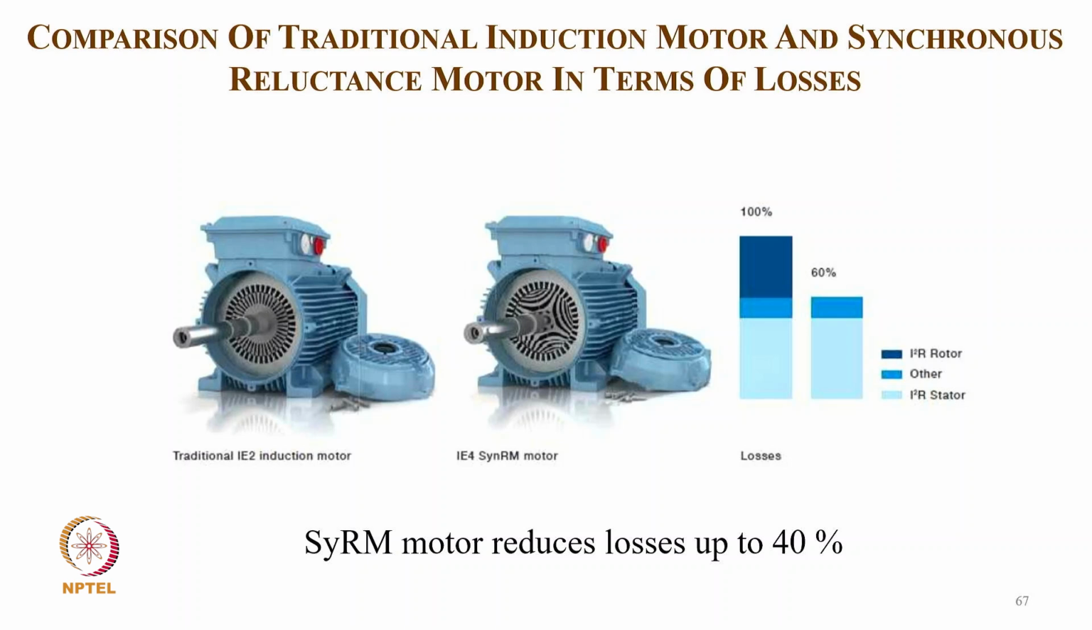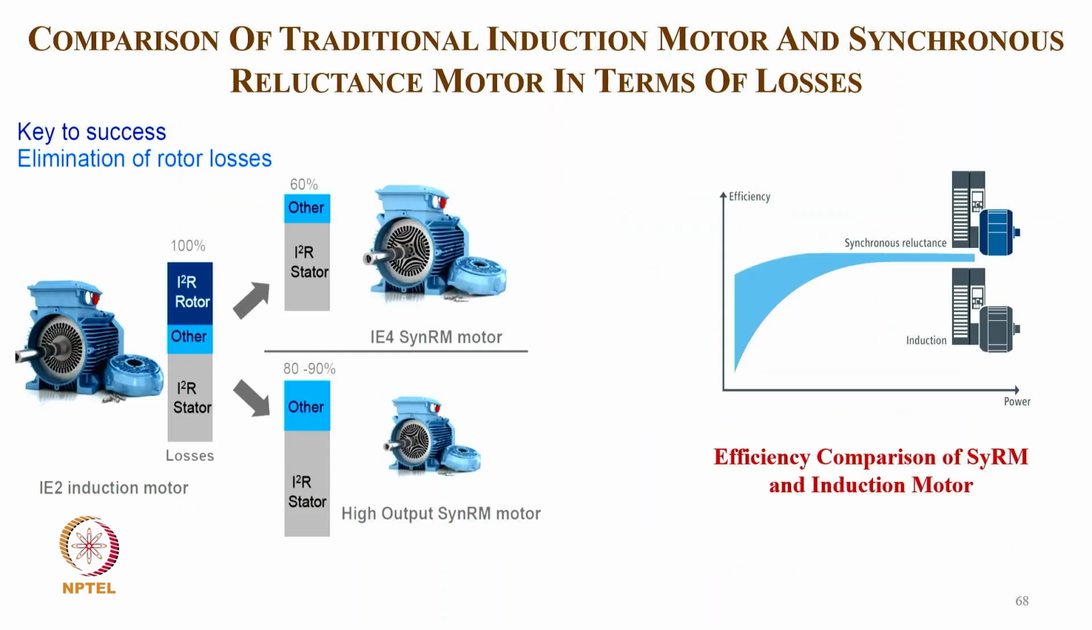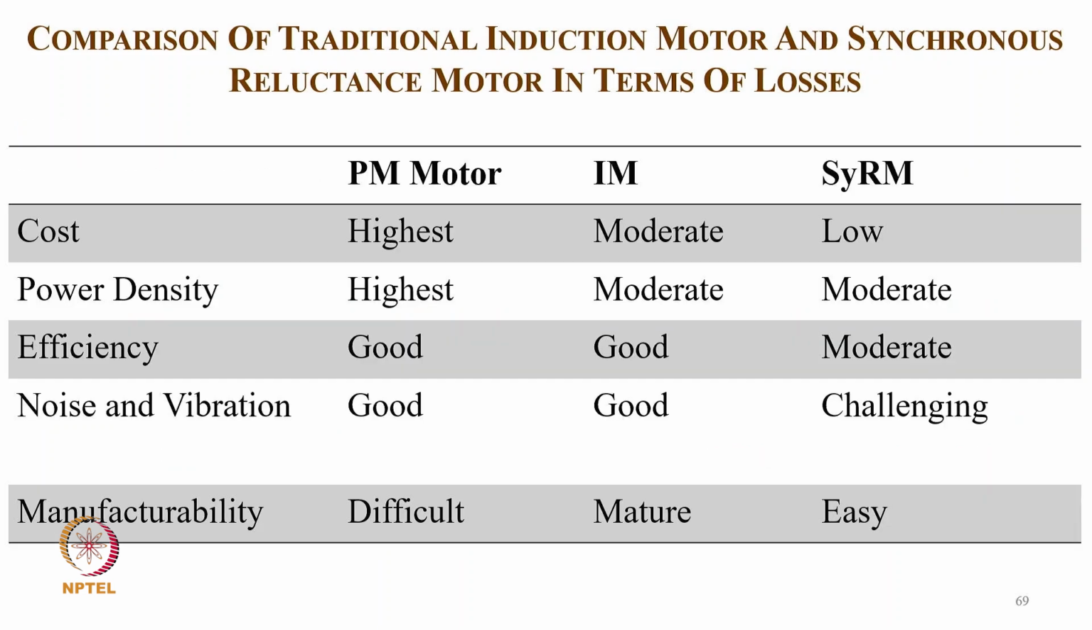If you take a traditional IE2 induction motor and compare it with an IE4 synchronous reluctance motor, which is available nowadays, the losses in the induction motor are 100%, while in the synchronous reluctance motor they reduce to 60%, because rotor losses, especially the electrical losses on the rotor, are completely eliminated. This is the key to the elimination of rotor losses, as we talked about earlier. Compared to IE2 induction motors, we were able to reduce the losses by about 40% in IE4, and we saw the efficiency improve drastically, especially at lower power ratings.